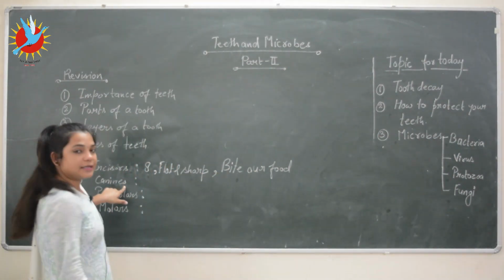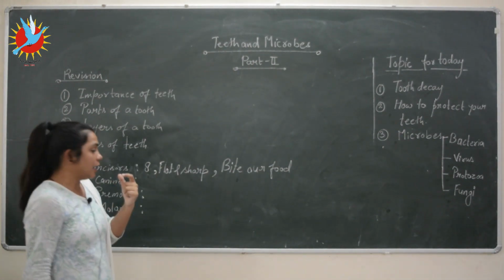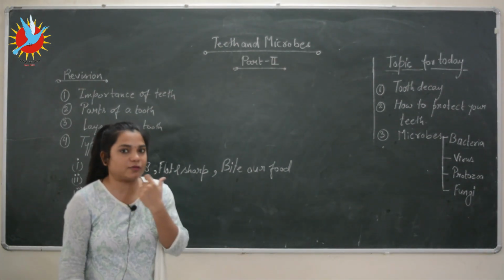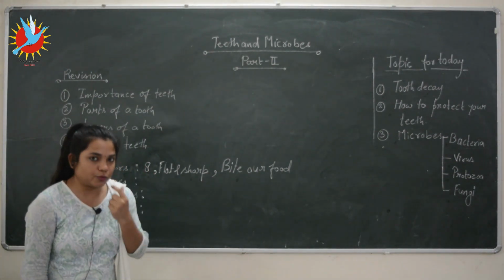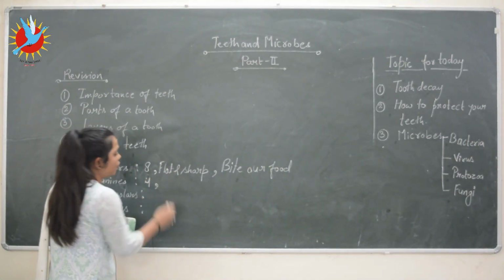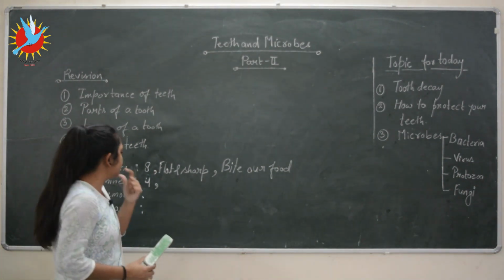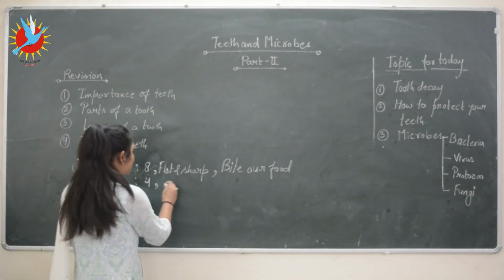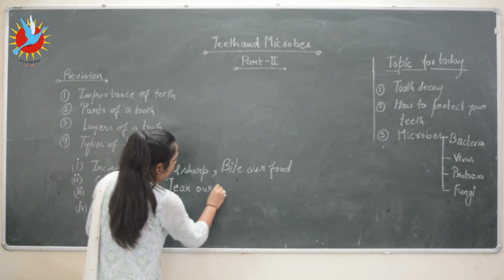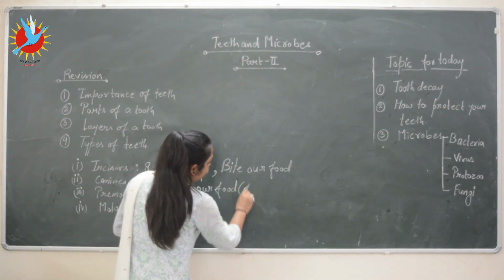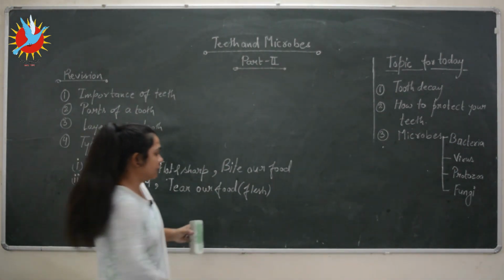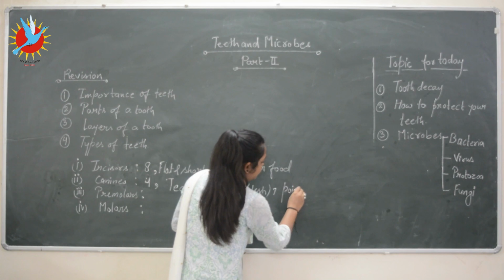Now next one is canines. Each canine is beside the incisors on each side of the jaw. So 2 in the upper jaw, 2 in the lower jaw, in total 4 in number. Canines are 4 in number, 1 on each side of the incisors. They help us to tear our food, especially the flesh. How? Because these teeth are pointed.